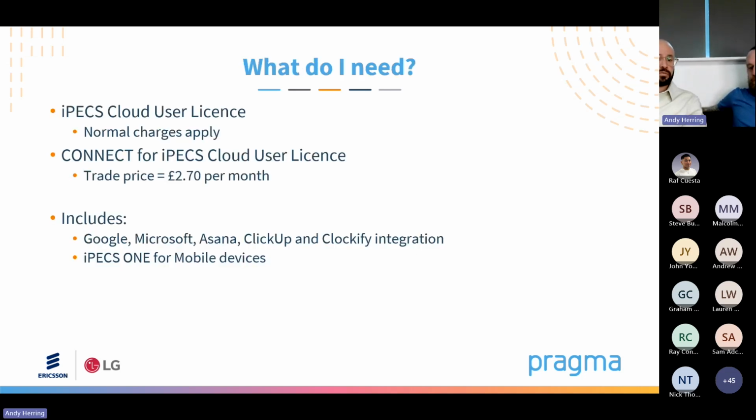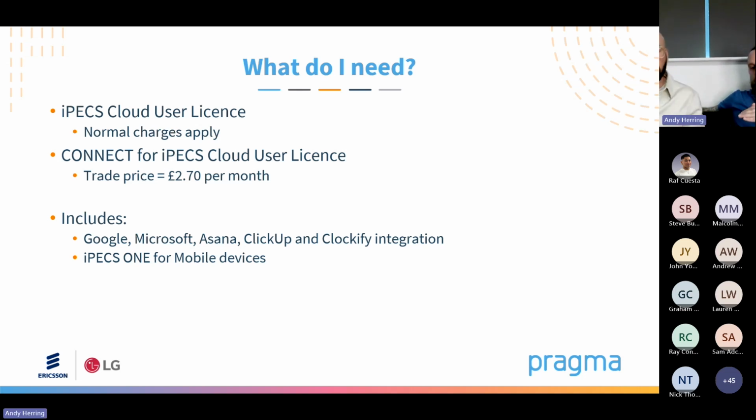So what do we need from a pricing point of view, a licensing point of view, to get this going and quoted? Yeah, it's all pretty simple actually. For our customers, there's a license basically in the cloud portal. So like they would normally go and order iPECS 1, they would go and order Connect. There's a little bit of work we need to do in the background. So got the trade price here. So we're looking at $270 a month.